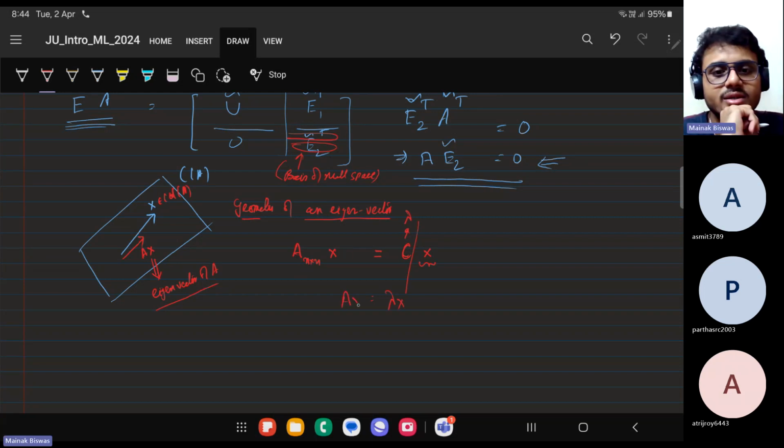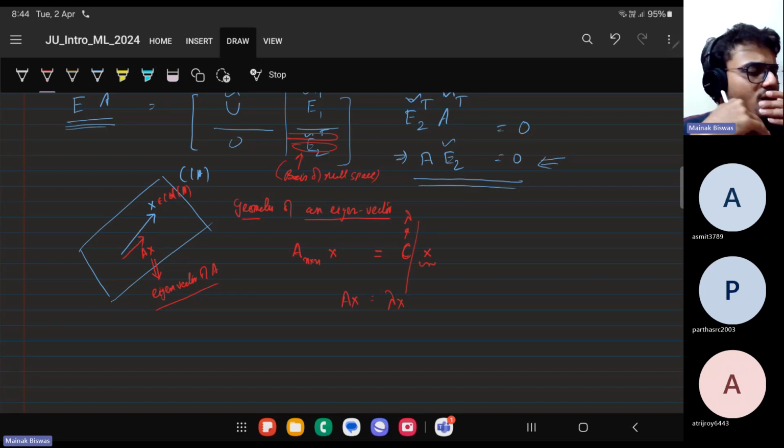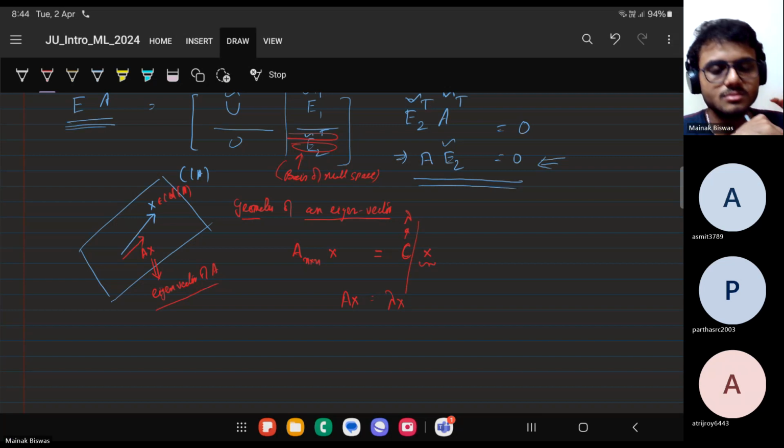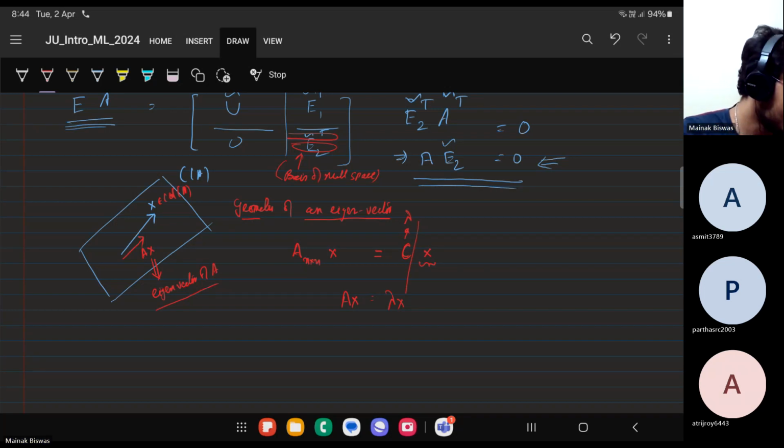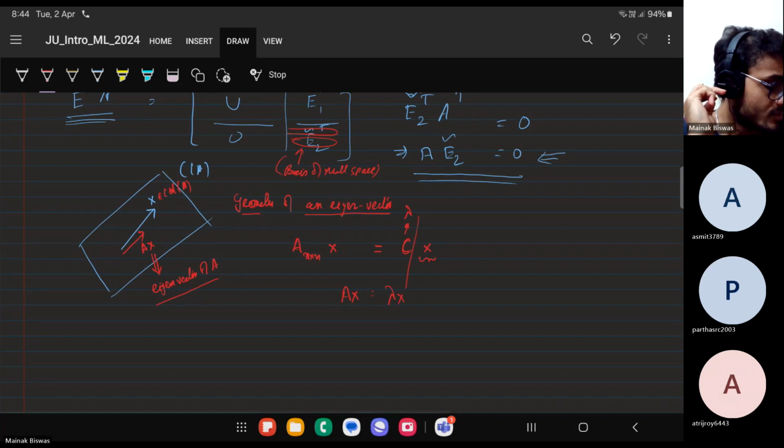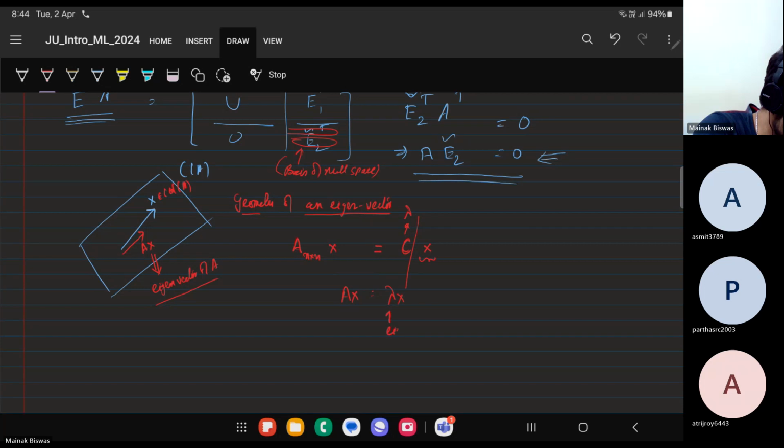Is it okay? So when you multiply this matrix with the vector, it just scales the vector and does not do anything to the direction of the vector, right? Good. So this is called an eigenvalue.